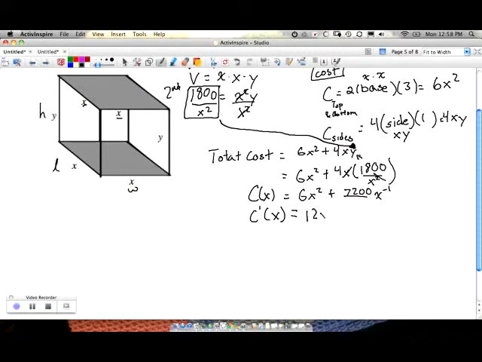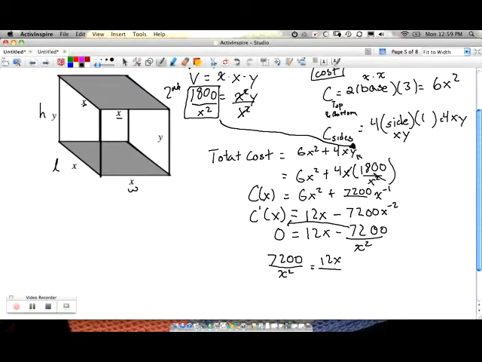Okay, so 6x squared becomes 12x, and 7200 x to the negative 1 is going to be minus 7200 x to the negative 2. So we're going to move this 7200 x to the negative 2 to the other side, because we're going to actually be setting this equal to 0 here. 12x minus 7200 over x squared. Move that over. Then we'll have 7200 over x squared equals 12x.